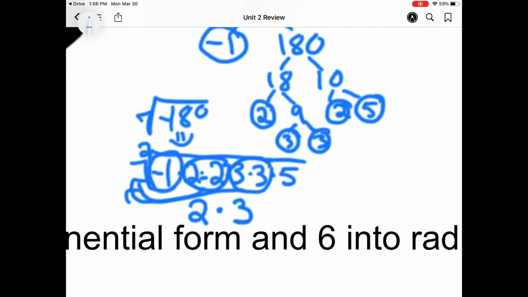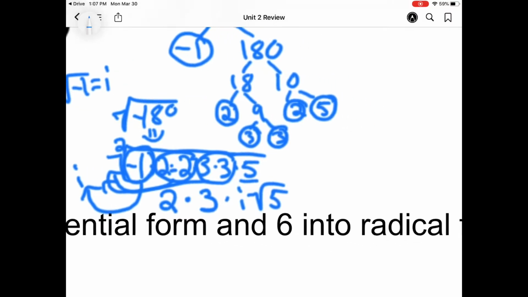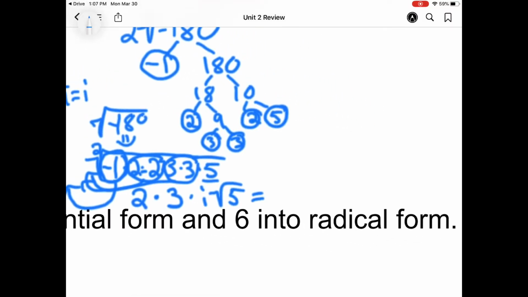Now this negative 1, no, it doesn't have a pair or another negative 1 to pair with, but it is going to come out as an i, because the square root of negative 1 equals i, always. So we're also going to have multiplication of i on the outside. And this lonely 5 is left on the inside. So this means that just the square root of negative 180 creates 6i times the square root of 5.